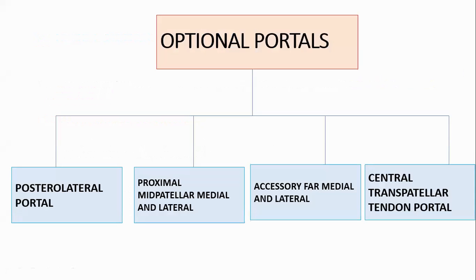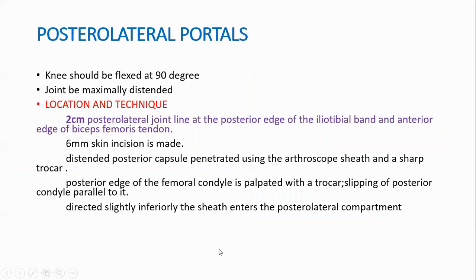And then let's see about optional portals. There are four types of optional portals. They are posterolateral, proximal midpatellar medial and lateral, accessory medial and lateral, and central transpatellar tendon portal. Posterolateral portals: for these portals, the knee should be flexed at 90 degrees and the joint must be maximally distended.